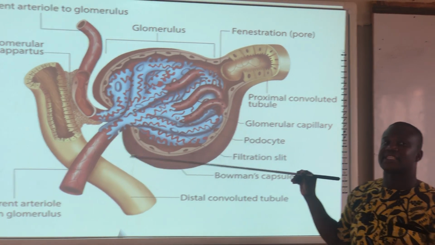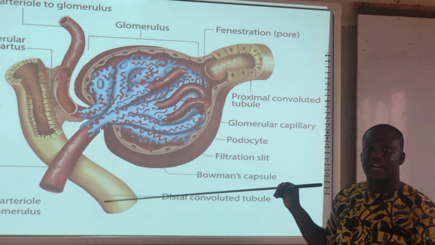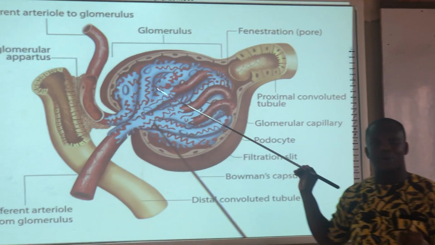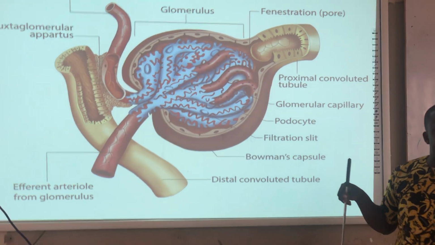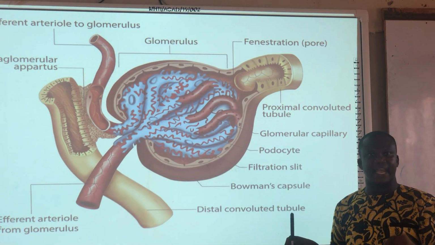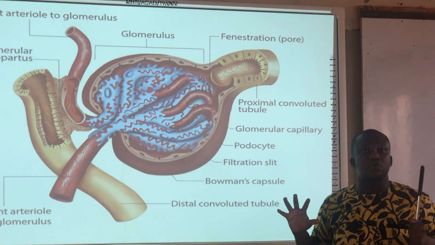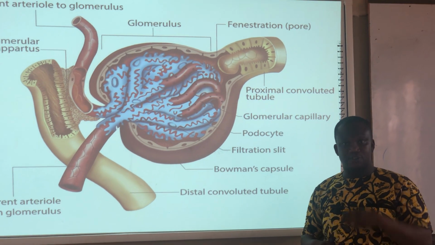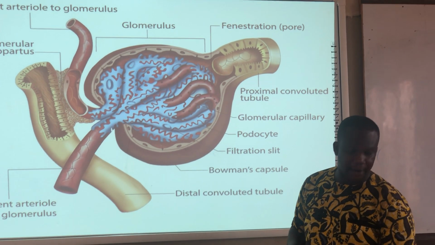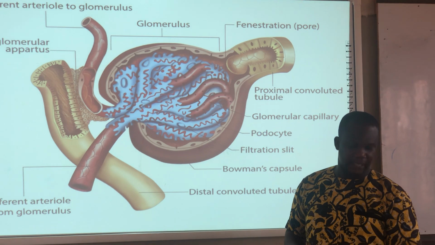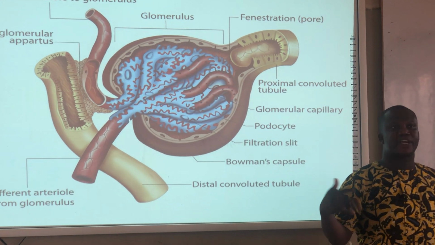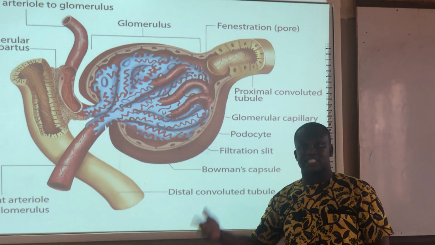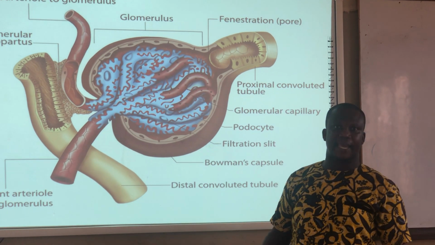Within the glomerulus, there is a pressure, and I told you the normal glomerular hydrostatic pressure within the glomerulus is 55 millimeters of what? Mercury. And it is that pressure that pushes the dissolved substances into the Bowman's capsule to become what? Glomerular filtrates.